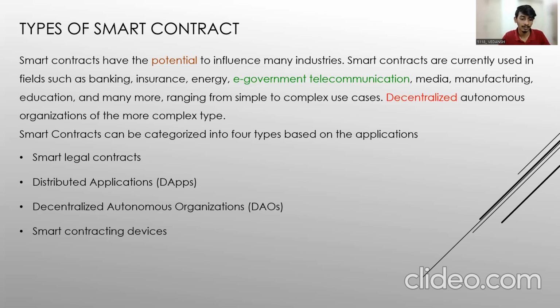And the last one is smart contracting devices. Smart contracting devices are basically smart contracts linked with IoT devices to make things more feasible and more efficient for users, and also provide greater security.